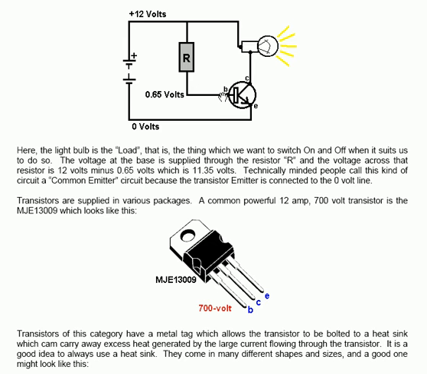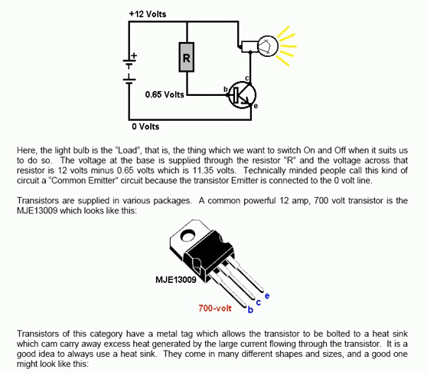In this circuit, the light bulb is the load, and so that's what we wish to switch on and off when it suits us to do so. The voltage at the base, as I say, is supplied through the resistor R, and the voltage across that resistor is 12 volts minus 0.65 volts, which is 11.35 volts. Technically minded people call this kind of circuit a common emitter circuit because the transistor emitter is connected to the 0-volt line.